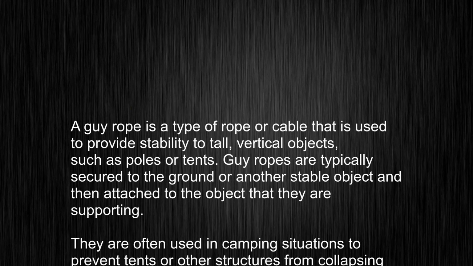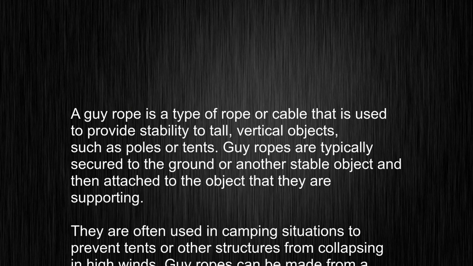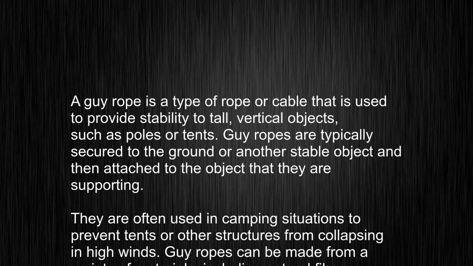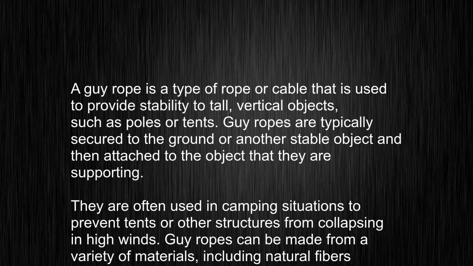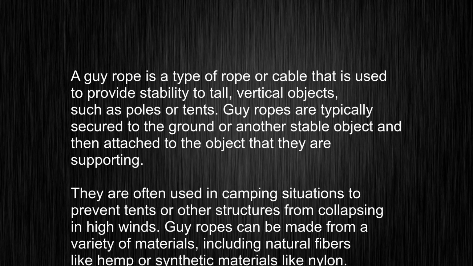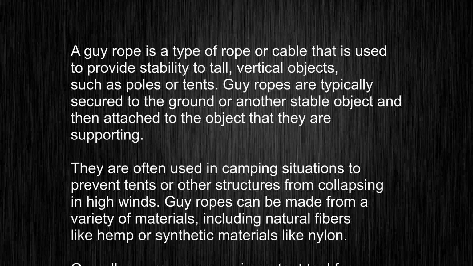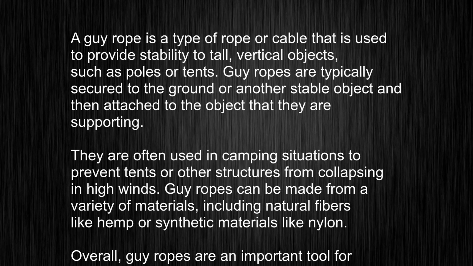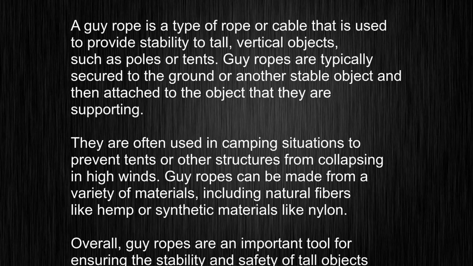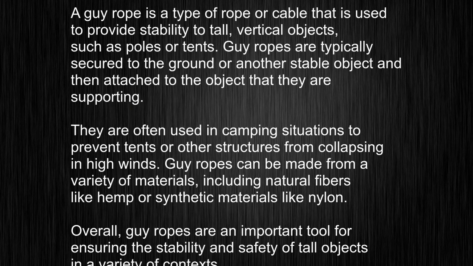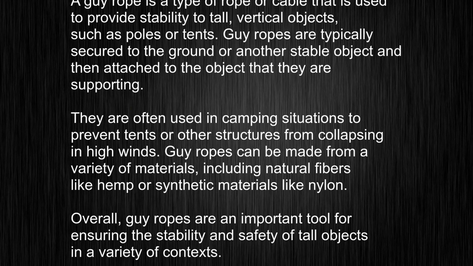A guy rope is a type of rope or cable that is used to provide stability to tall, vertical objects, such as poles or tents. Guy ropes are typically secured to the ground or another stable object and then attached to the object that they are supporting. They are often used in camping situations to prevent tents or other structures from collapsing in high winds.